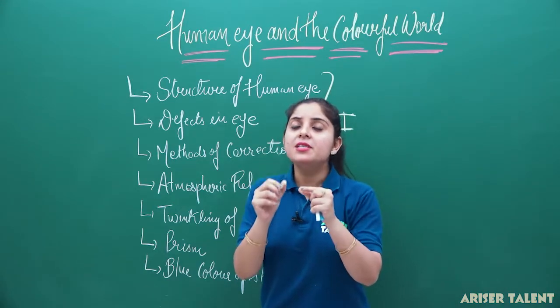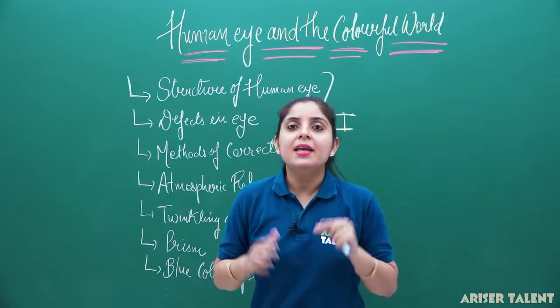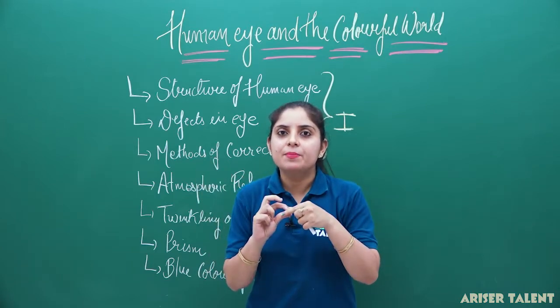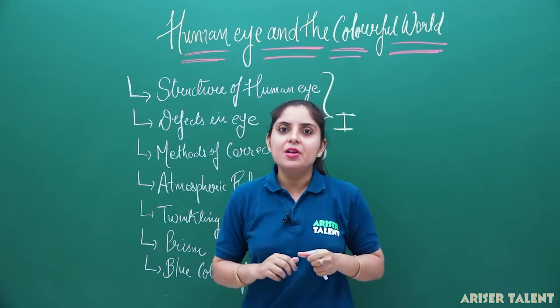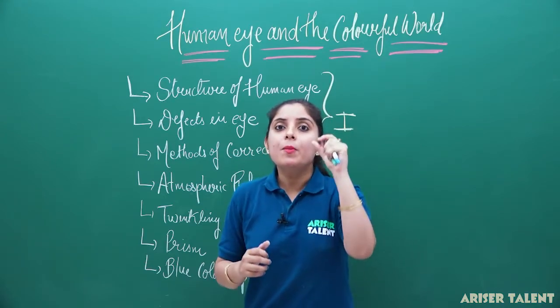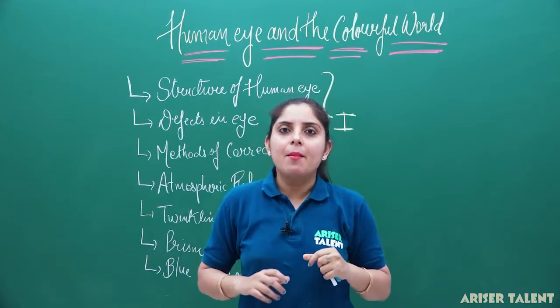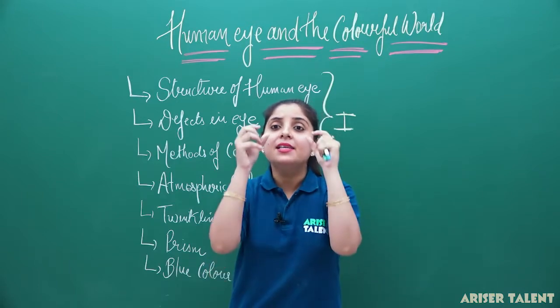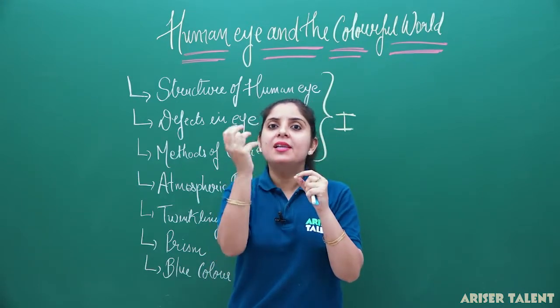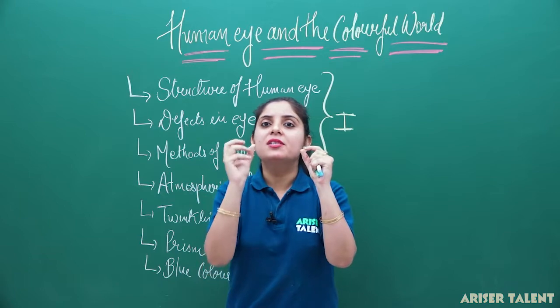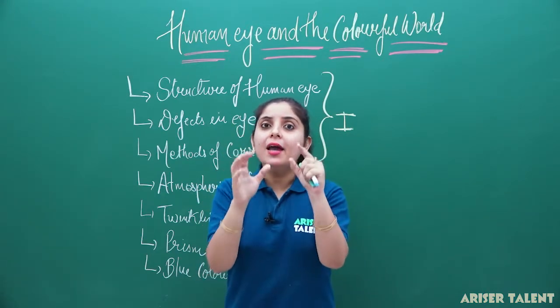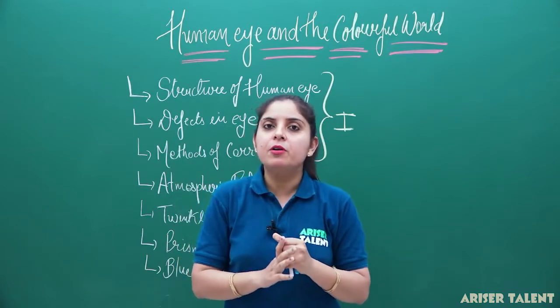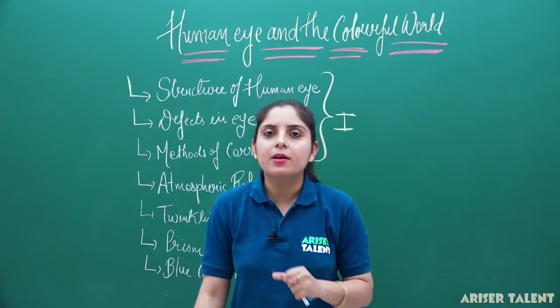Now, the first and foremost thing is that everything around us is visible to us because of one sense organ, and that is our human eye. The human eye is actually like a camera. Why is it a camera? Because it captures light. It means it captures the image of an object whenever light falls on it. So we are able to see this colorful world because of one sensitive organ that is our eye.